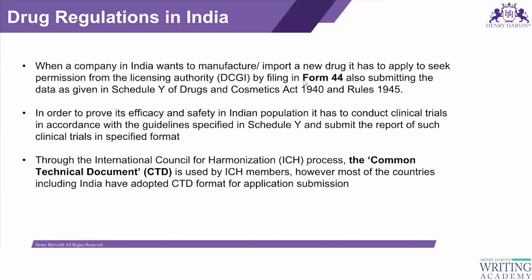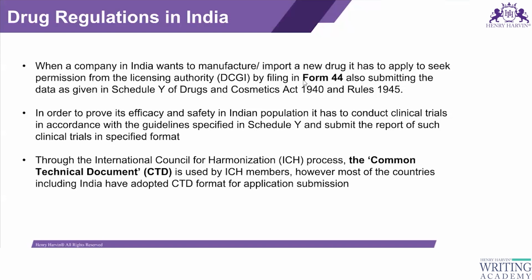When a company in India wants to manufacture or import a new drug, it has to apply to seek permission from the licensing authority, DCGI. So if anyone wants to apply according to Schedule Y for an entirely new drug, then they have to fill form number 44.